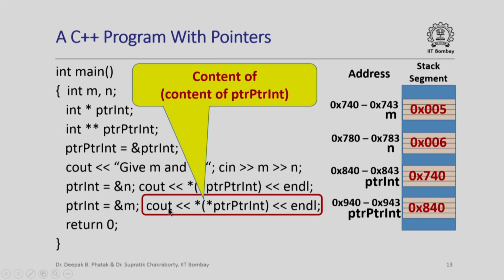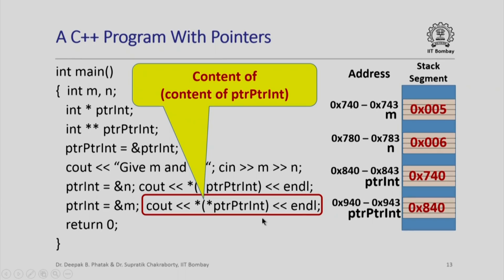Now I am asking the computer to print out once again star of pointer pointer int. Note that this statement asking the computer to print out star of pointer pointer int is the same as the statement that we had executed earlier. However, the effect of executing the statement now may be very different from the effect of executing the statement earlier because of this assignment that we have made, and in fact we will just see this right now.